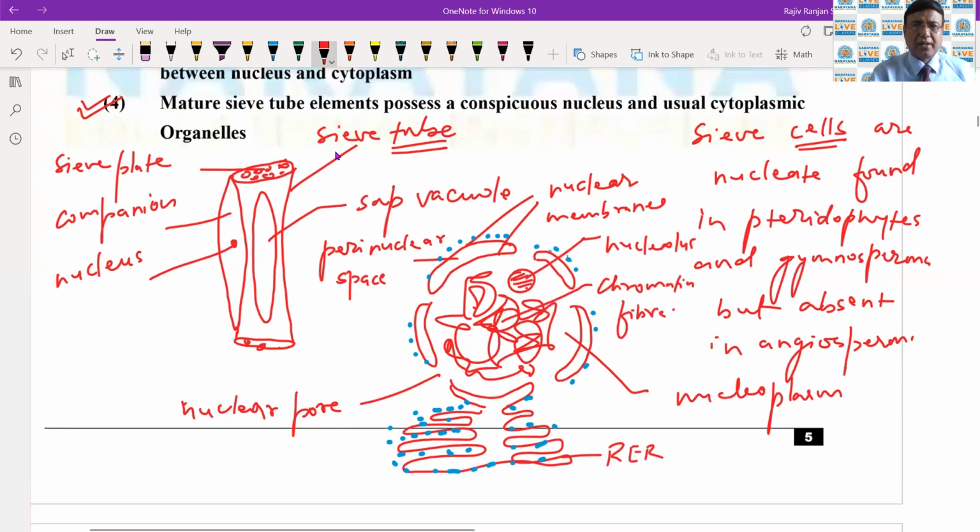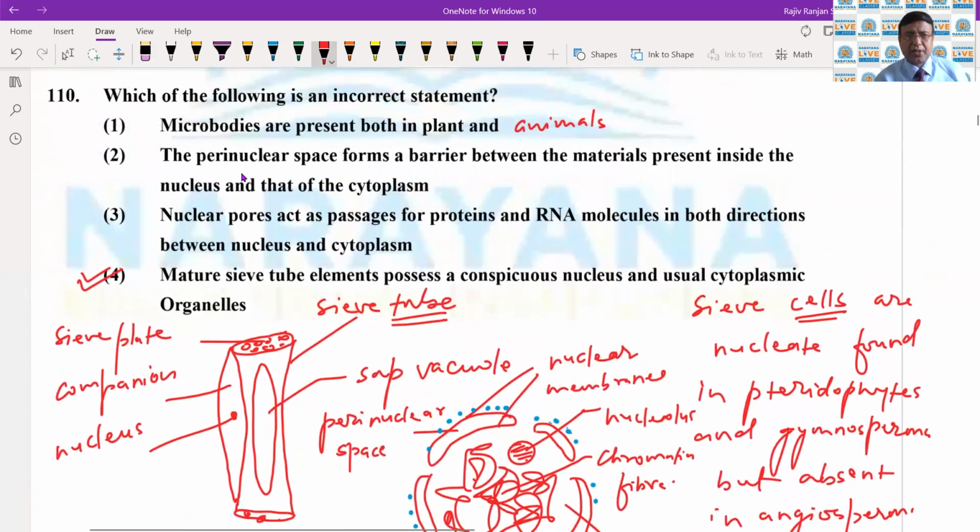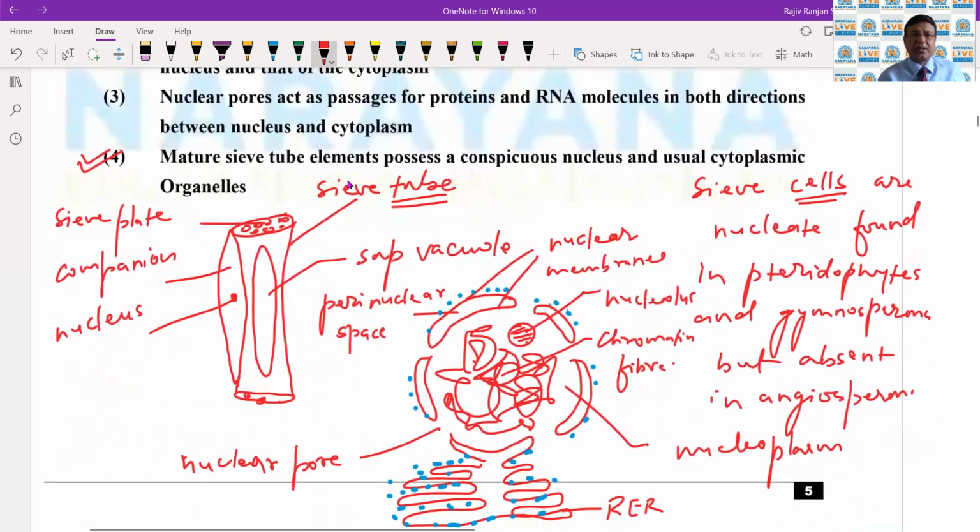So in this light, when we see the options, the perinuclear space forms a barrier between the materials present inside the nucleus and that of the cytoplasm. So this is the correct option. Nuclear pore acts as a passage for protein and RNA molecules in both directions between nucleus and cytoplasm. It is again a correct option because many proteins formed upon the ribosome in cytoplasm enter the nucleus. And on the other hand, after transcription, when the RNA molecules are formed from DNA by RNA polymerase, RNA moves over to the cytoplasm and there participates in the formation of proteins. So option 3 is also correct. So it is option 4 that is the correct option because this is the incorrect statement.